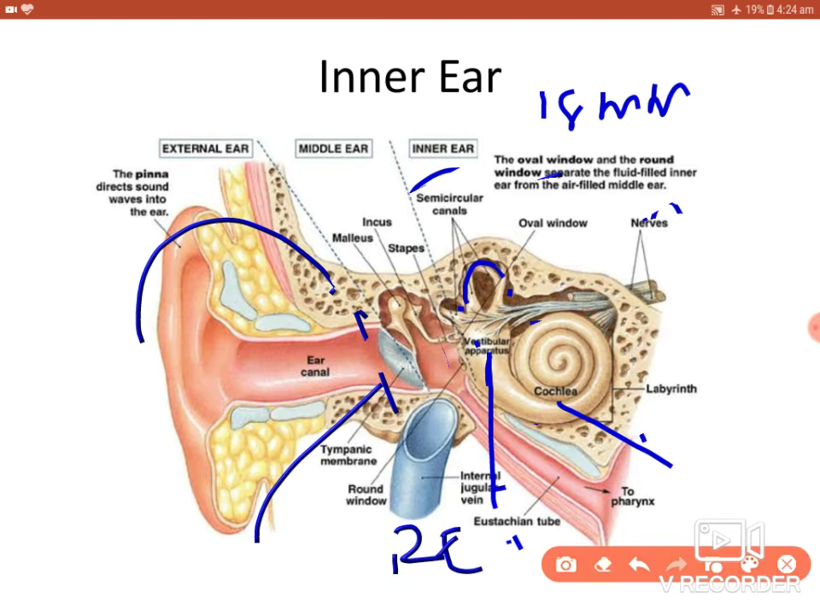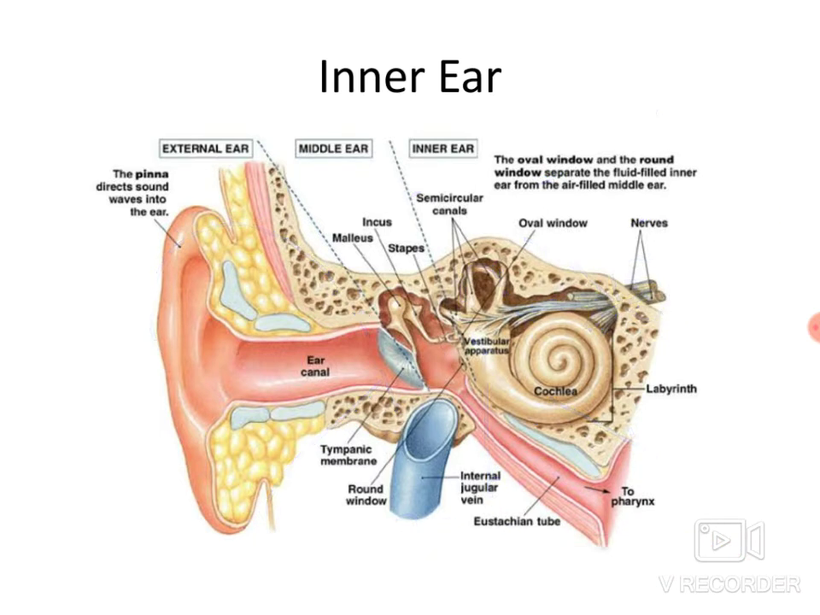Moreover, you can see in this medial wall of the inner ear a foramen. This is the internal acoustic meatus. Through the foramen, the vestibulocochlear nerve enters the inner ear. It is the 8th cranial nerve. In the inner ear, it divides into the cochlear branch and the vestibular branch.